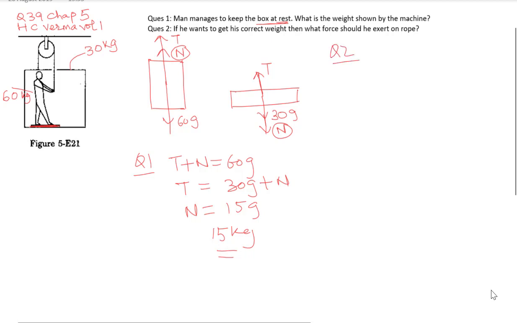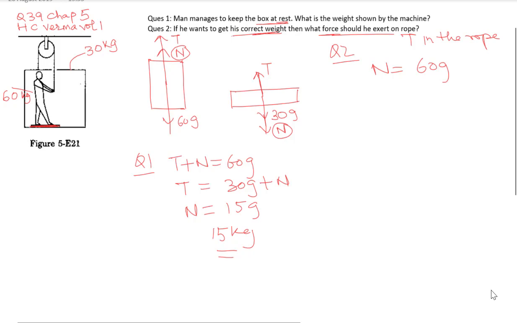Part 2 says that he wants to get his correct weight. So in part 2, the value of N is equal to 60 g. But then when he does this, that he wants to get his correct weight, he will have to apply force in a way that there will be some acceleration. So that force has been asked. So basically you have to find tension in the rope. That's what you want to find out.